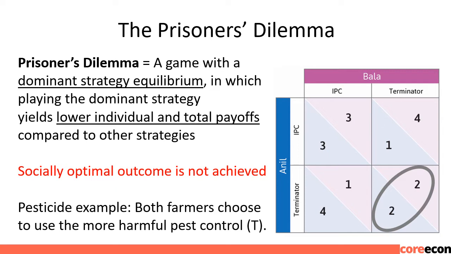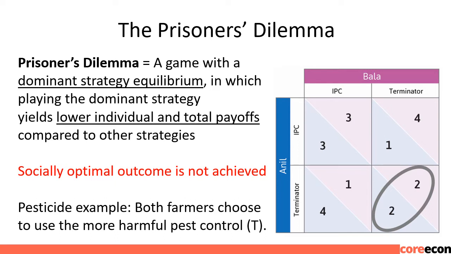If Bala chooses IPC, Anil has a higher payoff if he chooses T, 4 compared to 3 with IPC. If Bala chooses T, Anil has a higher payoff if he chooses T, 2 instead of 1 with IPC. So in this case, the dominant strategy for Anil is Terminator. Similarly, for Bala, the dominant strategy is T.